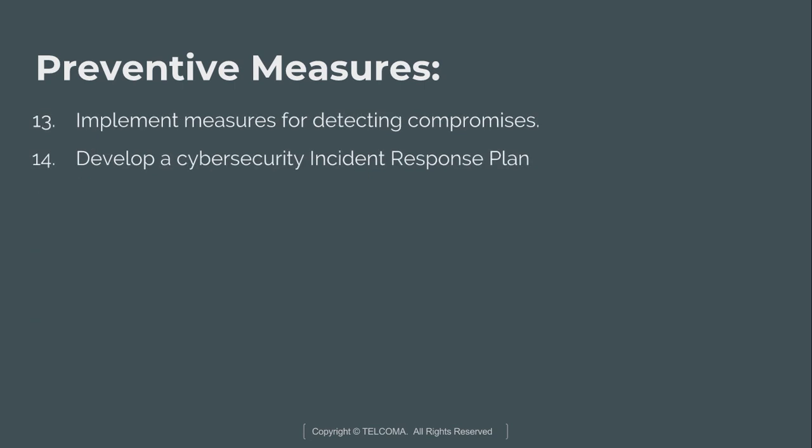Next preventive measure is implement measures for detecting compromises. So here, despite implementing such preventive measures, organizations still experience compromises. To reduce these compromises, organizations implement IDS, that is Intrusion Detection System, IPS, Intrusion Prevention System, logs and antivirus software to detect such compromises. IDS and IPS use signatures to detect port scans, malware, and abnormal network communication, whereas logs from firewalls, IDS and IPS sensors and servers are monitored to detect infections.